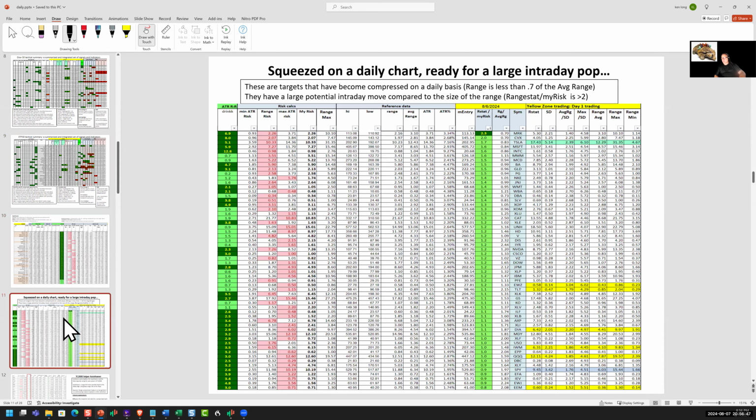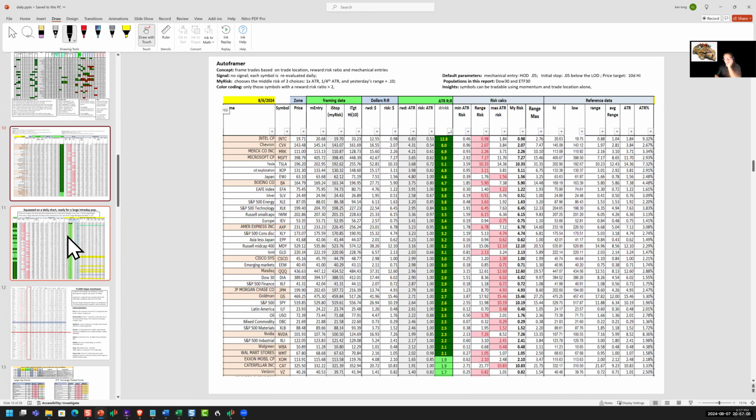Let's see, in the daily squeezes: Merck, Chevron, and Tesla. Tesla, Microsoft, and Intel all look pretty interesting because today was a disappointing day, but their range was small, so they're near the top of the stack for small range. So there could certainly be a tech recovery tomorrow.